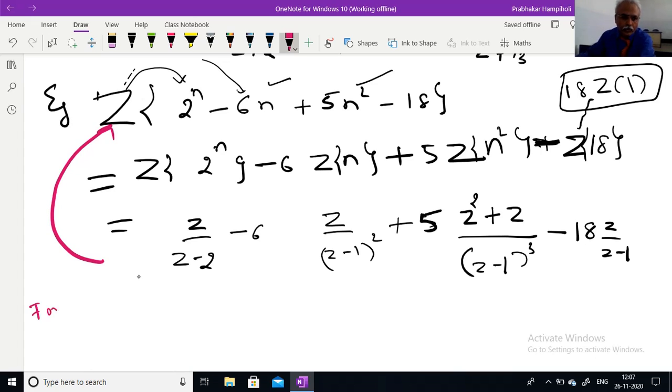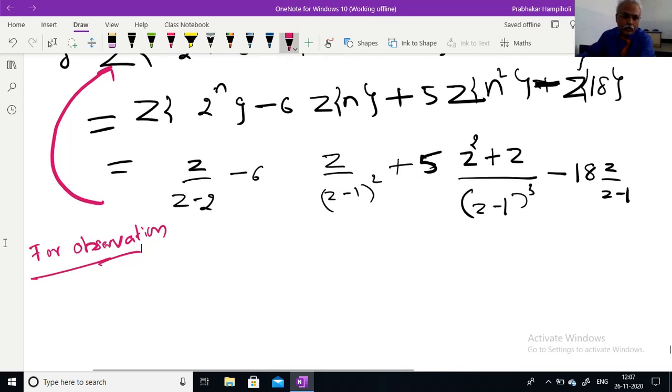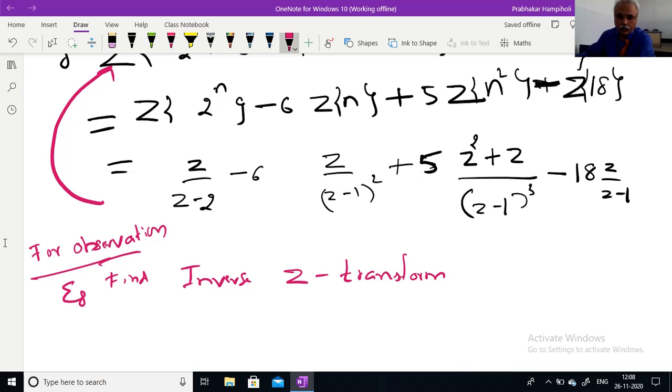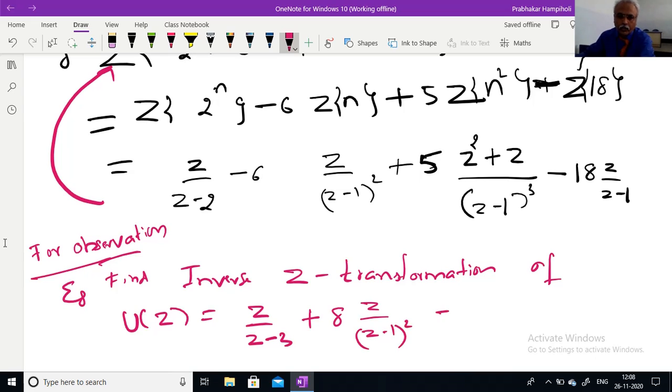Just for observation, I am writing one inverse Z transform example: find the inverse Z transform of some function of z. Suppose I write z by z minus 3, plus some 8 times z by z minus 1 whole square, plus some 6 times z square plus z by z minus 1 whole cube, minus some 28 times z by z minus 1.